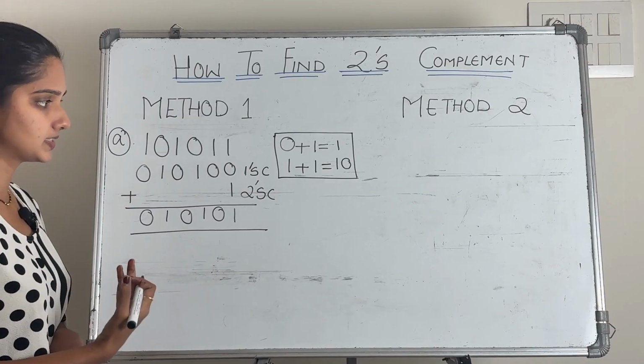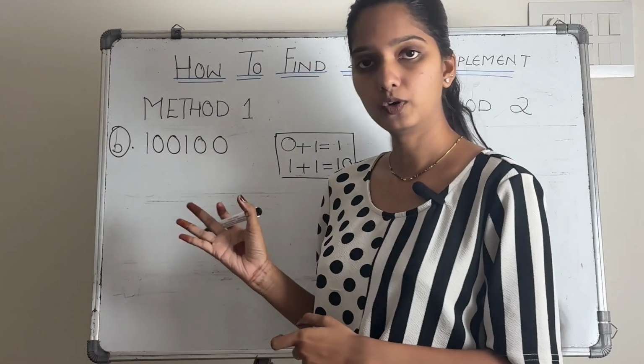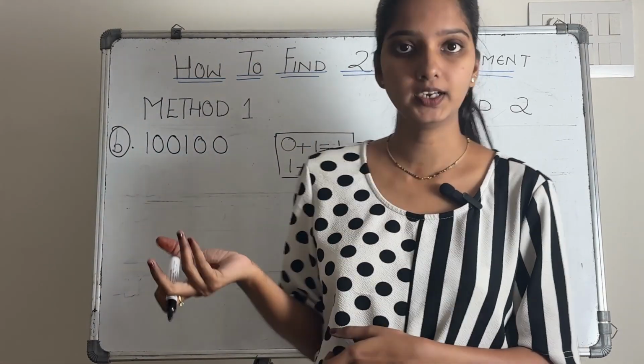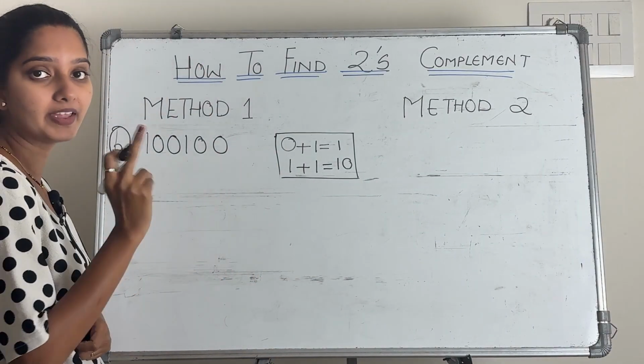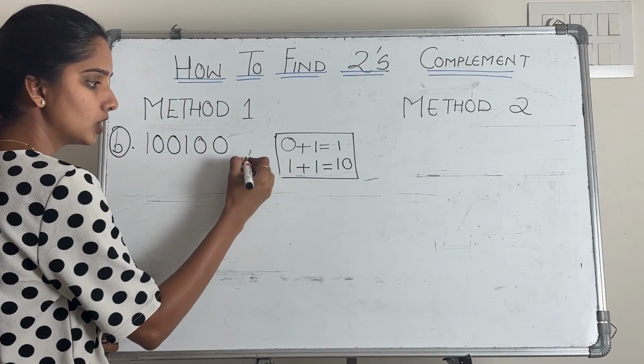I'll take one more example. I've taken one more example over here to make you understand this more properly. In order to find the 2's complement of this binary number, the very first step is to find the 1's complement.